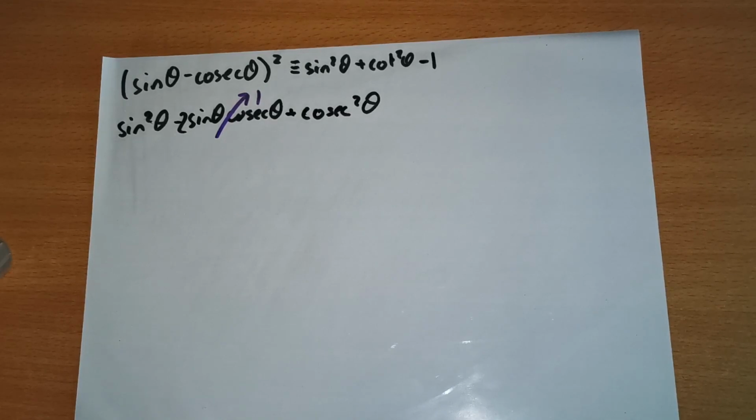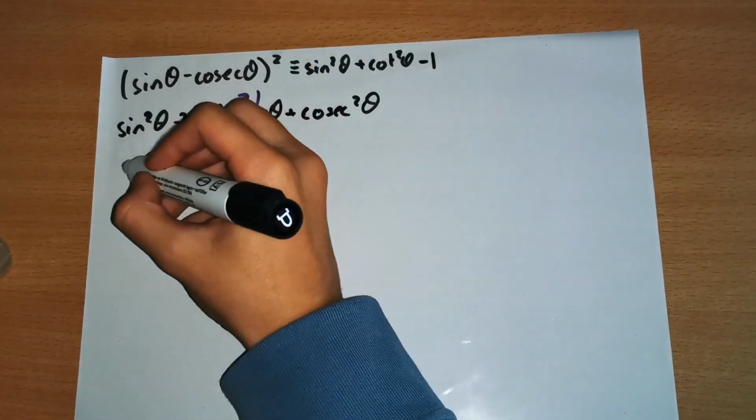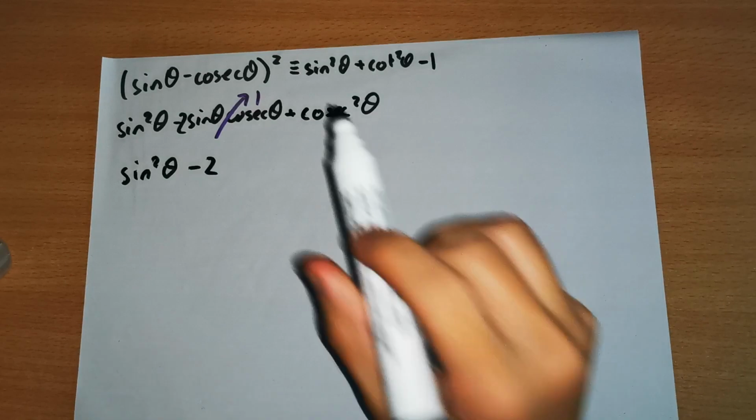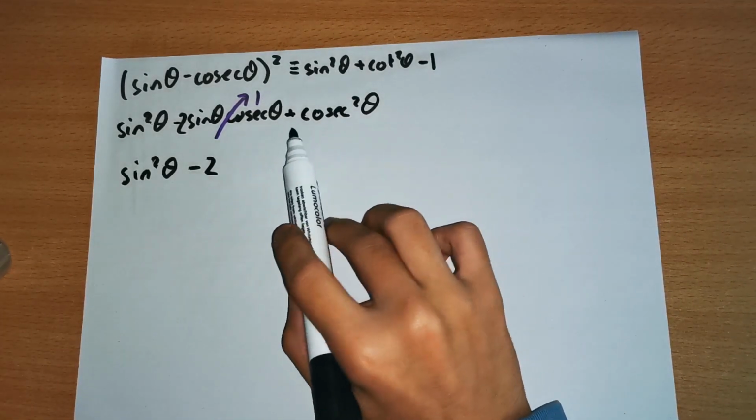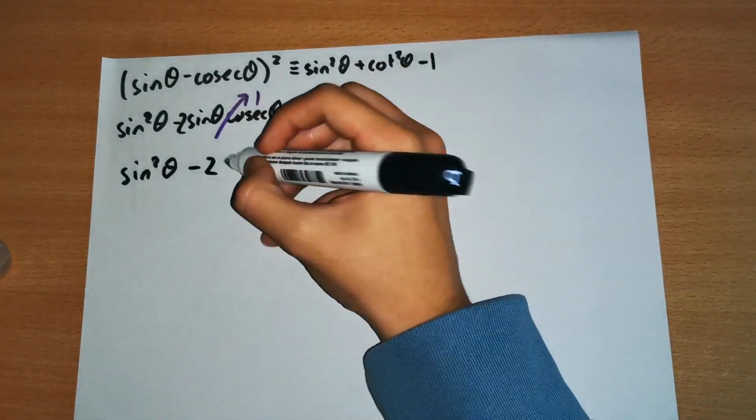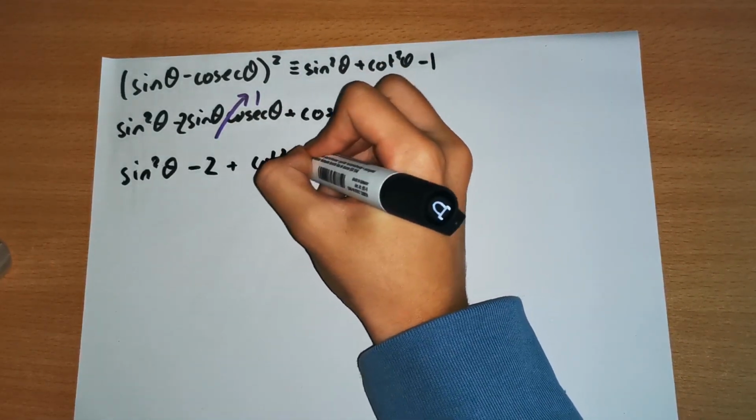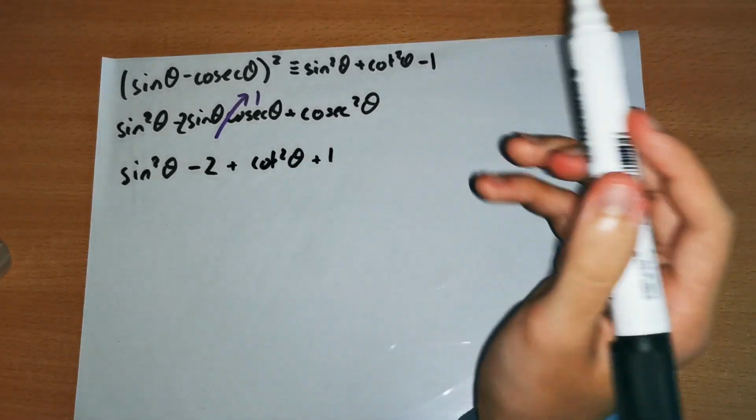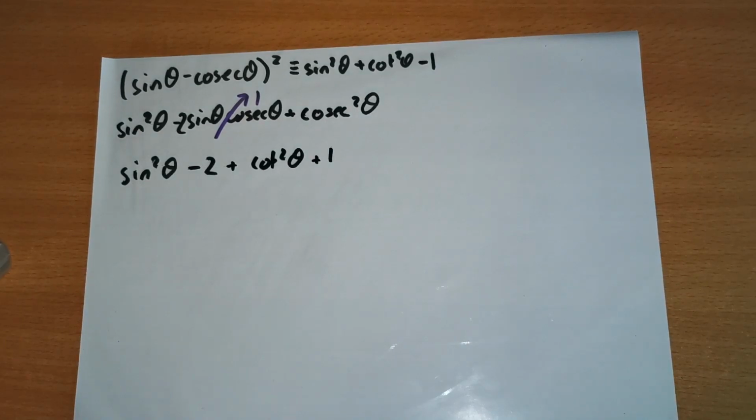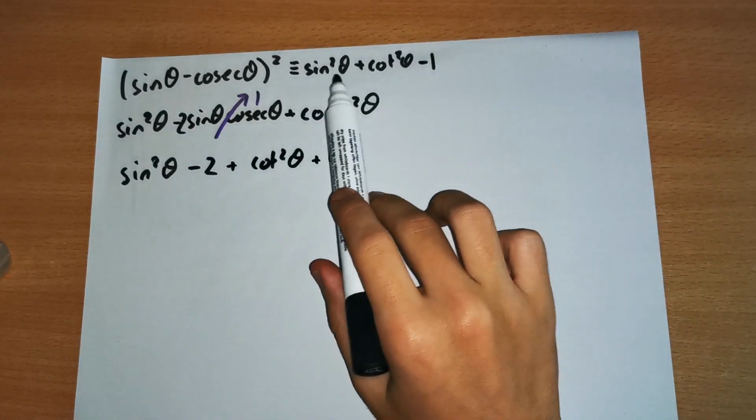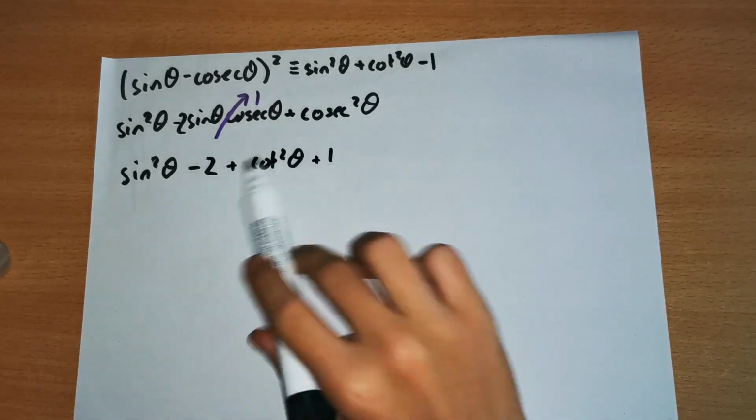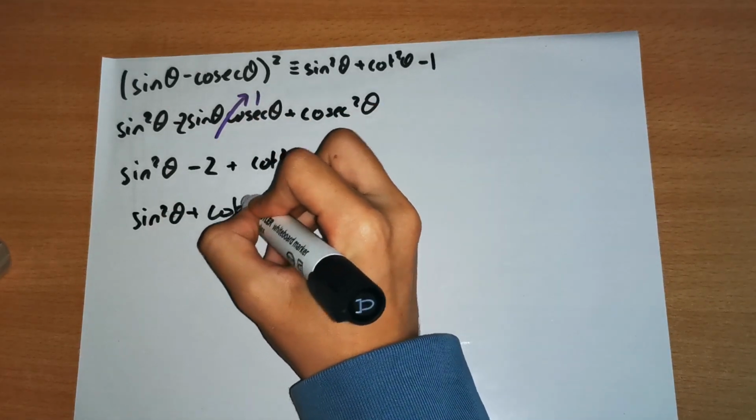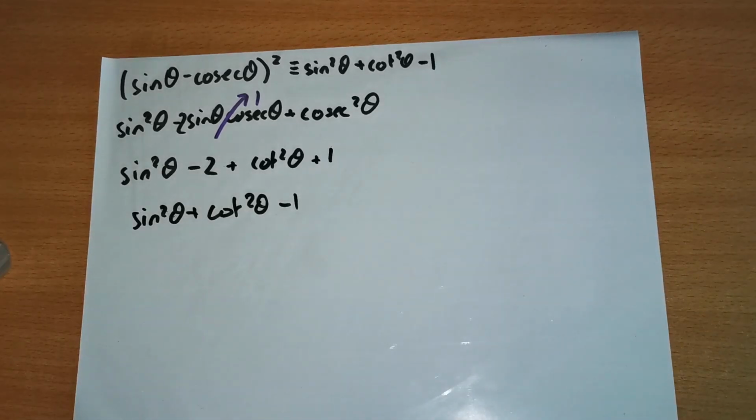And then we can use the one with cosec theta, so we have sine squared theta minus 2, don't forget about that 2. Cosec squared theta is equal to, remember c for cosec, c for cot, so 2 plus cot squared theta plus 1. Okay, now what we can do is look up here. We've got our sine squared theta, we've got our cot squared theta. Minus 2 plus 1 is minus 1. Sine squared theta plus cot squared theta minus 1 as required.